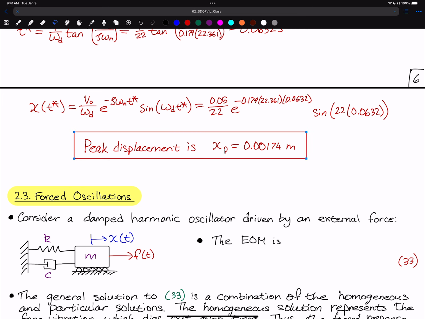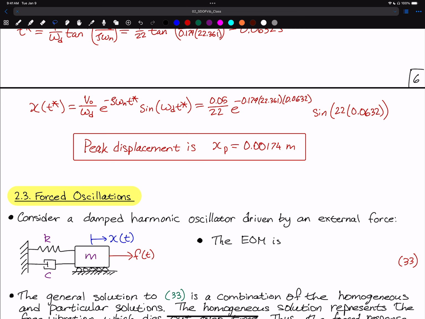And that is the solution to this example. All right, that brings us to the end of this video. In the next time in class, we will start forced oscillations and start studying what happens when you have harmonic forcing applied to a system.